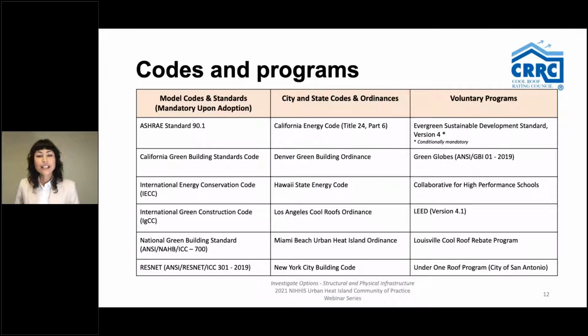And then finally, in the last column are voluntary programs such as LEED and Green Globe certification, as well as a couple of city-run programs like the Louisville Cool Roof Rebate Program, and then the City of San Antonio's fantastic program, Under One Roof, where they actually pay for the installation of a cool roof on the homes of eligible low-income homeowners in San Antonio.